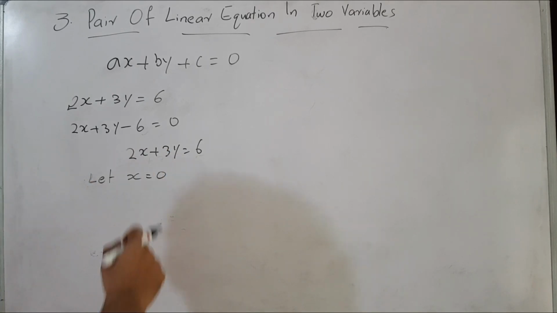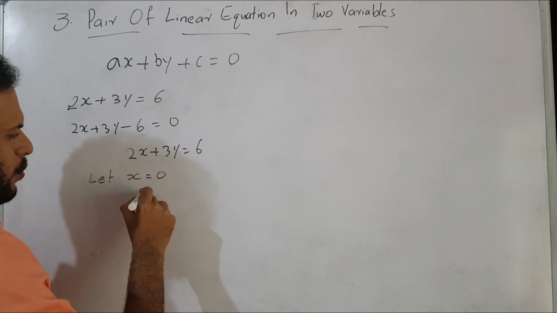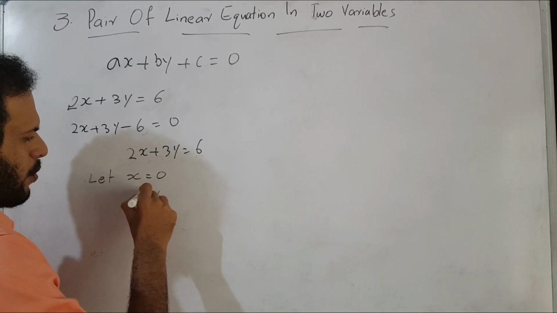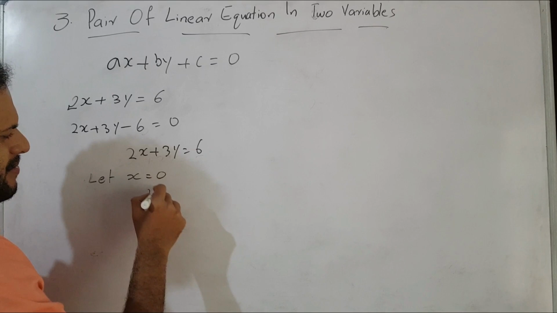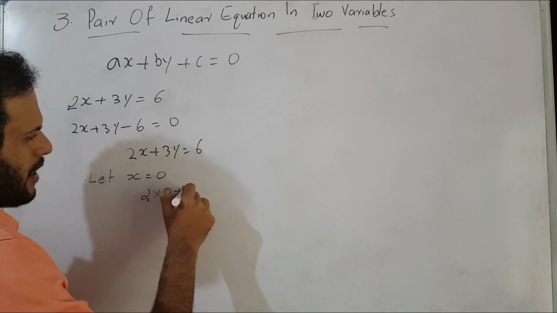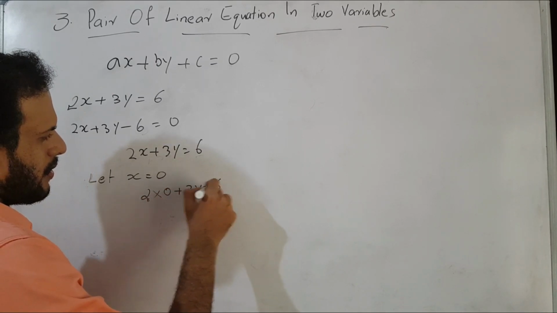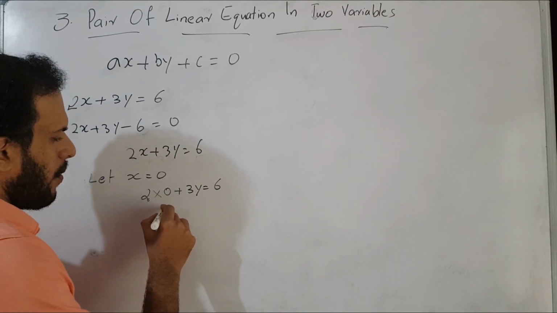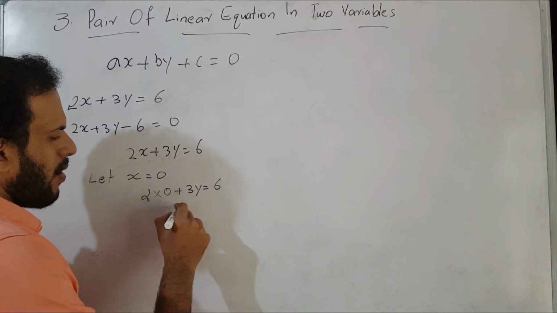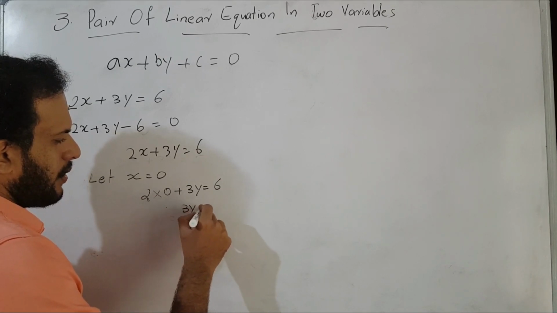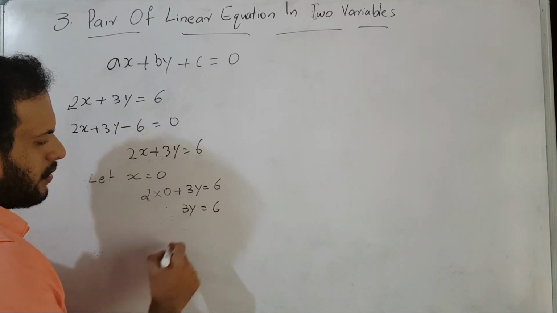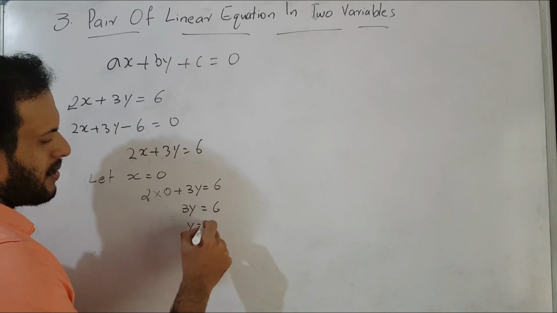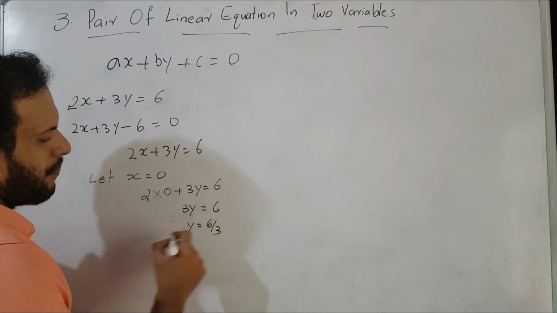How to? Then as like this, 2 into x, and x is 0, plus 3y is equal to 6. 2 into 0 is 0, plus 3y, so 3y is equal to 6. Therefore, y is equal to 6 by 3. Correct?